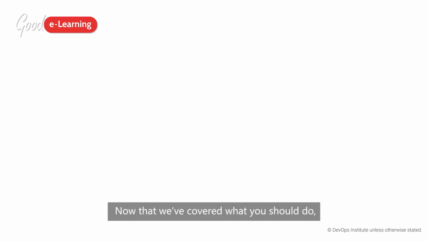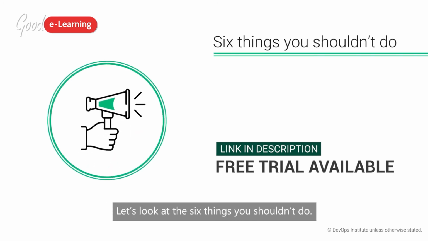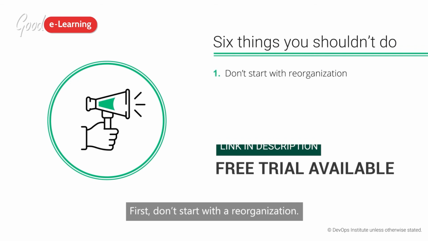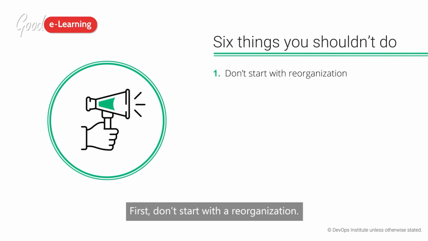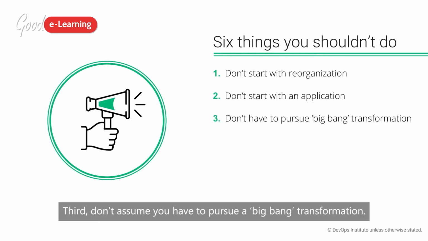Now that we've covered what you should do, let's look at the 6 things you shouldn't do. First, don't start with a reorganization. Second, don't start with an application. Third, don't assume you have to pursue a big bang transformation.